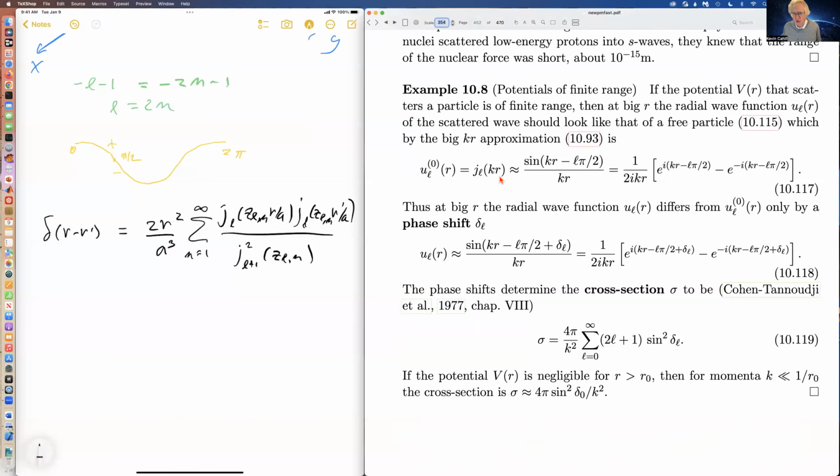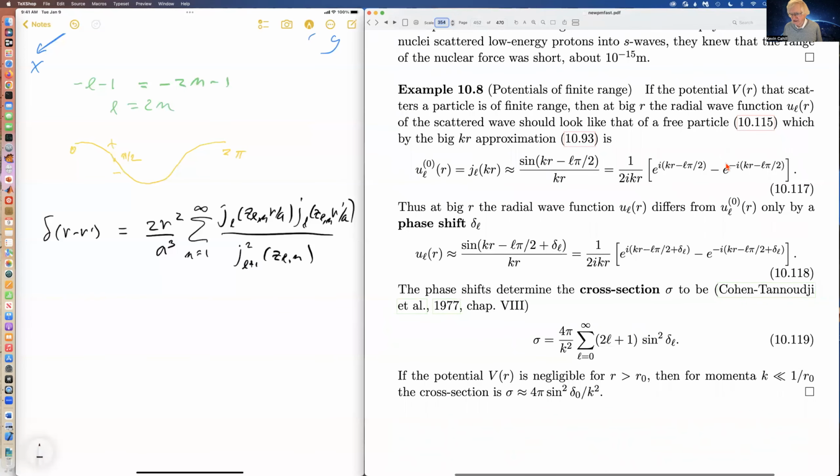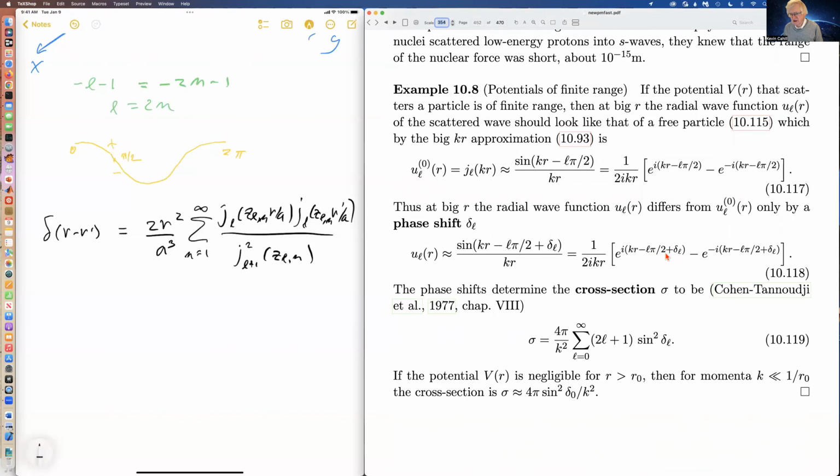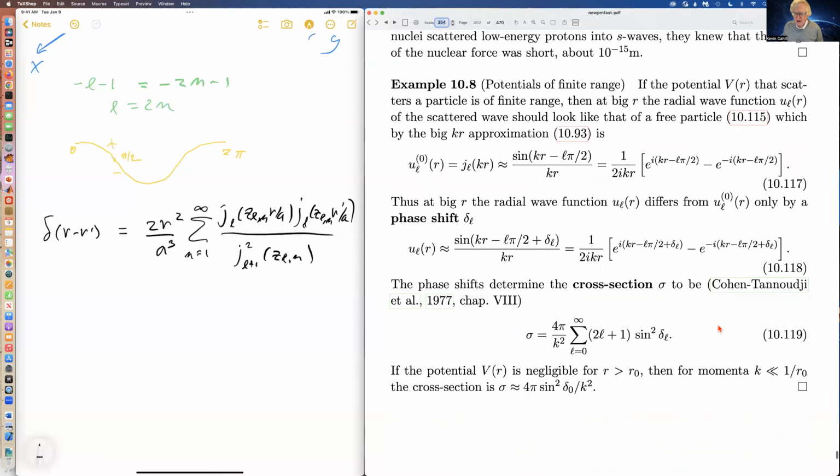JL of KR, for large KR now, behaves as a trigonometric function, in fact, sine of KR minus L pi over 2, over KR. And that is exactly this. And so the actual scattered wave is going to have a wave function that is going to be very close to that. And the distinction is that there's an extra phase, a phase shift that occurs here.